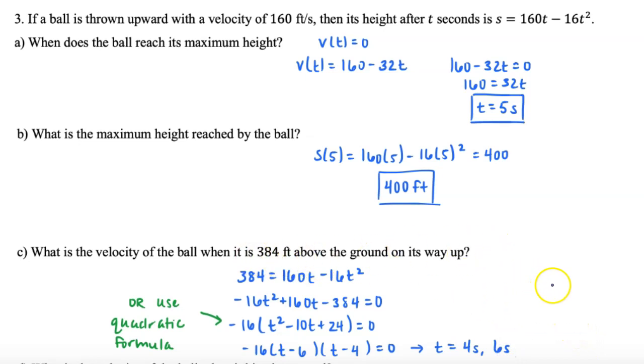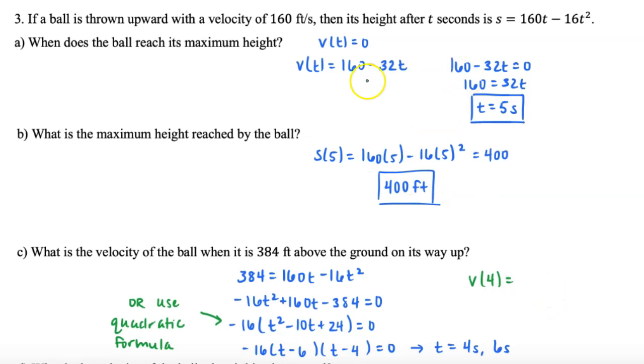So now I need to determine when it's on the way up. Now, a positive velocity generally means an object is going up, and a negative velocity means it's coming down. So if this is a parabola opening downward, I can assume that it's going to be going up before it's going back down. So let's see if plugging 4 into the velocity function will give me a positive velocity. So I'm going to test to see if v of 4 is positive.